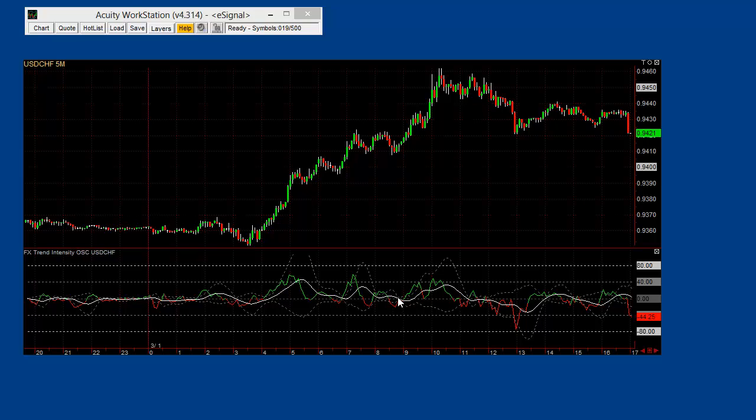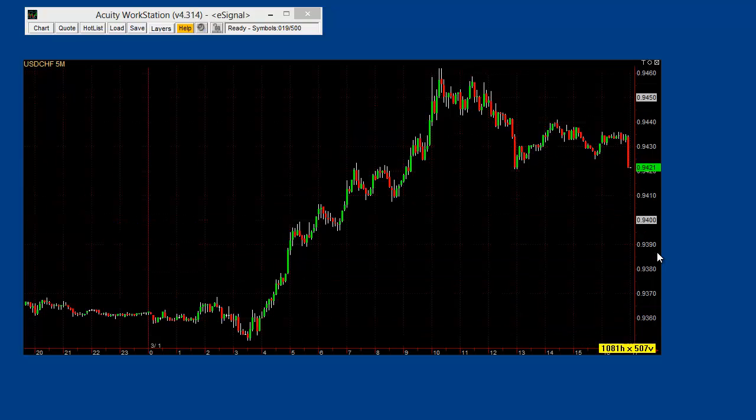And you can also use these to kind of get out of trends. If you're in a trade and it's kind of going up and it pulls back underneath the band, you can get out of that trade there. Notice it pulled back to the 0 line right there. That's how you use this tool.